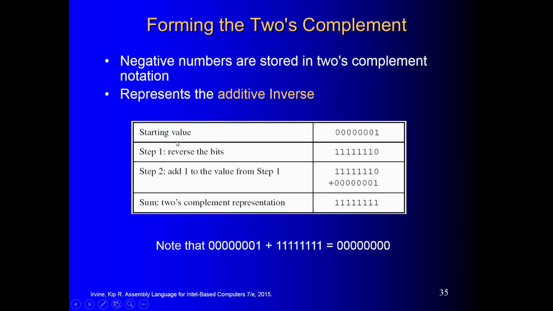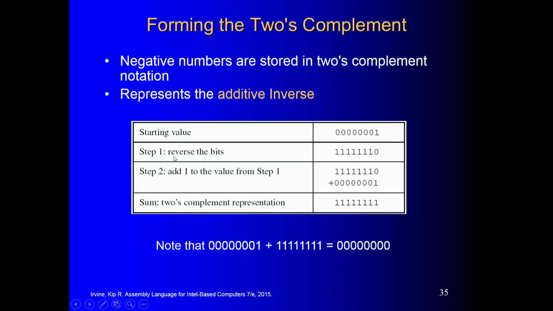For example, this is a negative 1. You want to find out how to write a negative 1. You follow these procedures. You start with positive 1, and we are using 8 bits for storage. So we have seven 0s, then 1.